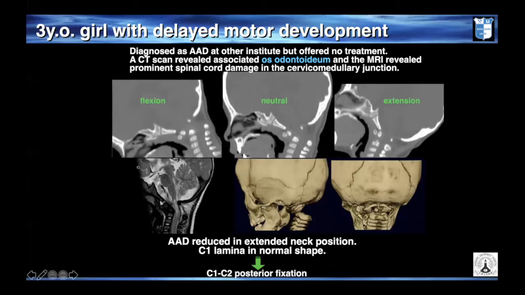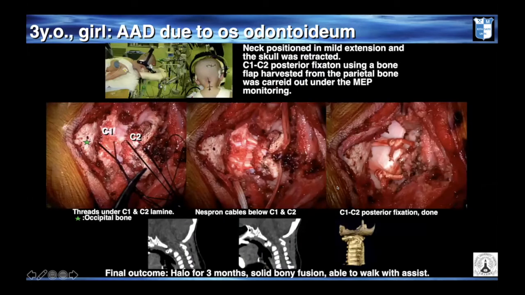This is a 3-year-old girl with delayed motor development. There's also os odontoideum here, and this is flexion, a neutral position here, but in extension this dislocation is reduced. And the C1 is relatively well formed, so I decided to make only a C1 posterior fixation. So this is the head position with traction and the neck moderately extended. And I harvested the bone graft from the skull. And this is the skin incision. And this is the foramen magnum and C1 is here.